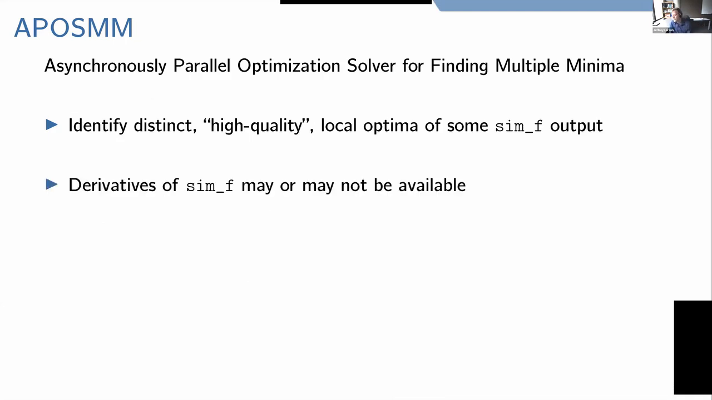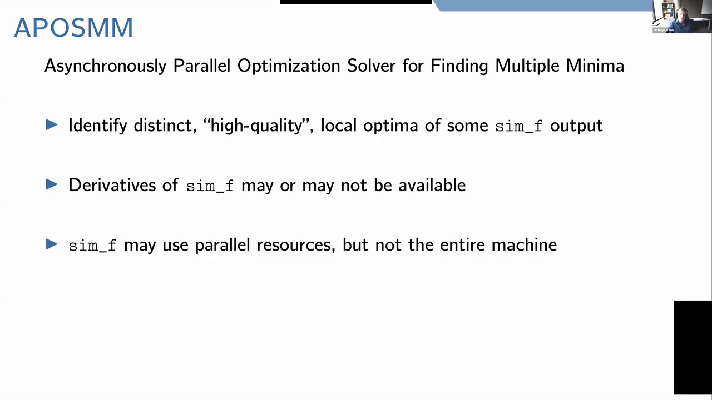Maybe you have derivatives of your simulation, maybe you don't. Opossum is a generator inside of libEnsemble that doesn't necessarily require derivatives. The SimF can use parallel resources, but not the entire machine. I mentioned this as a common example. Running multiple local optimization runs can be a nice way to scale, to increase another level of parallelism for your simulation.